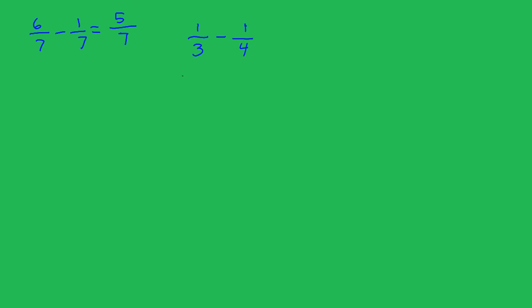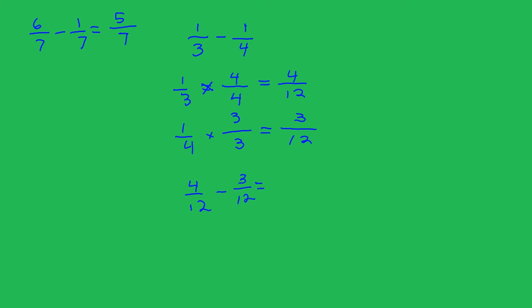So again, we have to convert this 1/3 to a fraction with the denominator 12. I hope you guys realize this is the same thing. So 4 and 4 equals 4/12, and 1/4 times 3 over 3. 1 times 3 equals 3. Then we just take these two fractions, 4/12 for 1/3 and 3/12 for 1/4, and do 4/12 minus 3/12, which will give us 1/12.